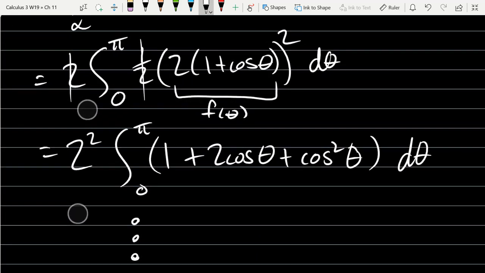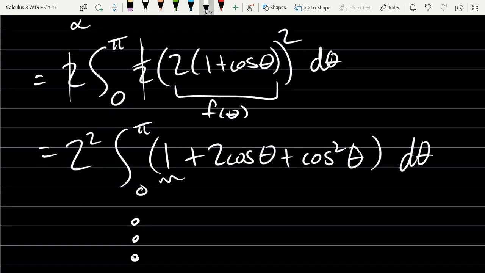I will talk briefly about how we'd integrate. All right, integral of 1, that's trivial. That's theta. 2 cos theta, super easy. 2 sine theta is my guess, and I check it. All right, what about cos squared? We don't have a direct antiderivative for cos squared. It's not cos cubed. How do we do cos squared?